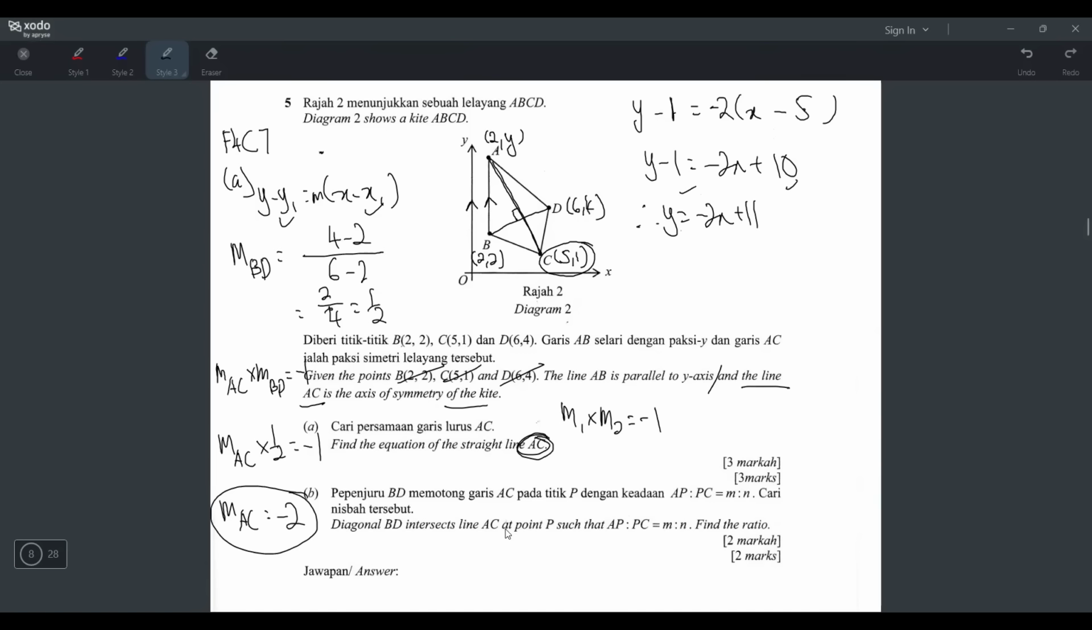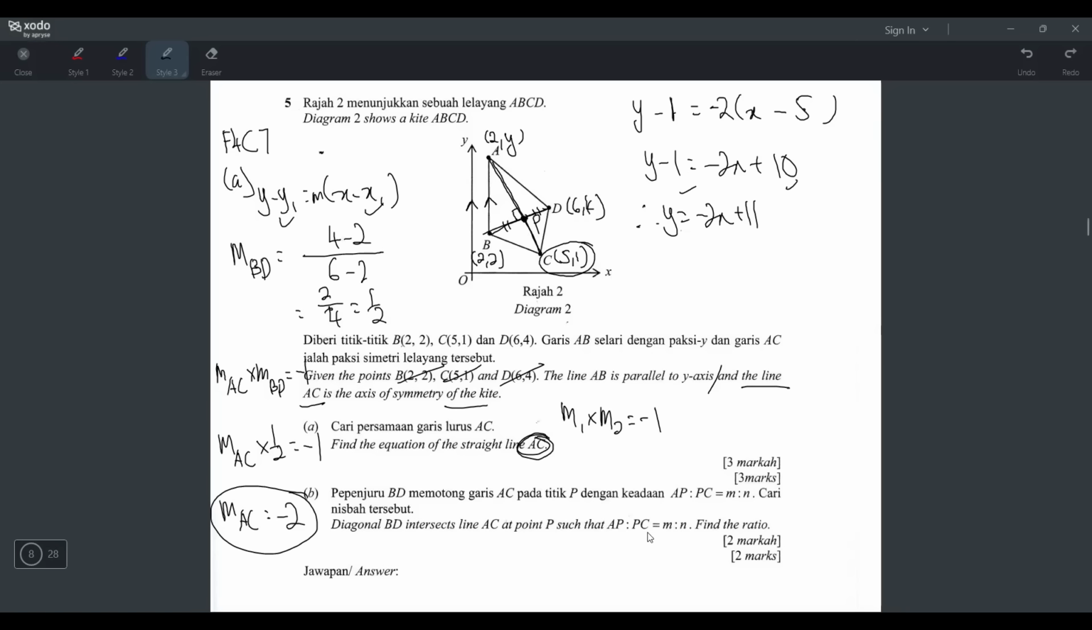Diagonal BD intersects AC at P. Where is it? BD and AC. Okay, I already draw the two lines, and now they say intersect at P. It means this is the P lah. Okay, and I need you to know P will be the midpoint of BD. Yeah, it means the intersection point of the kite will always be the midpoint of the shorter diagonal. So these two diagonal, this one is the shorter diagonal. And if you find the midpoint, you will get the intersection point.